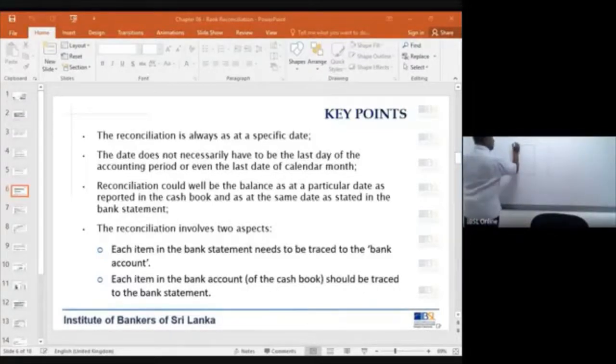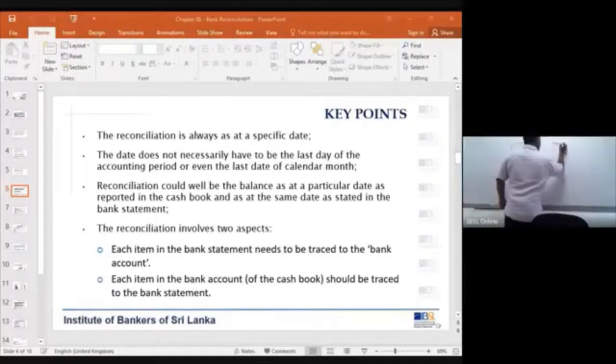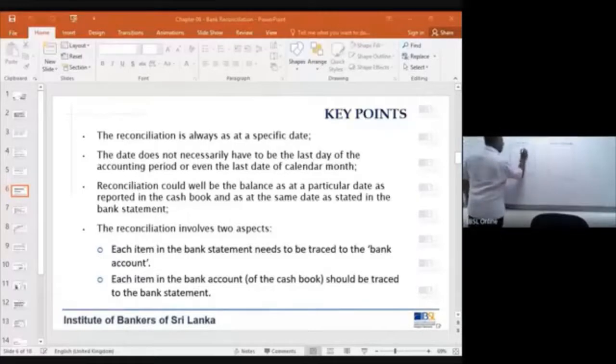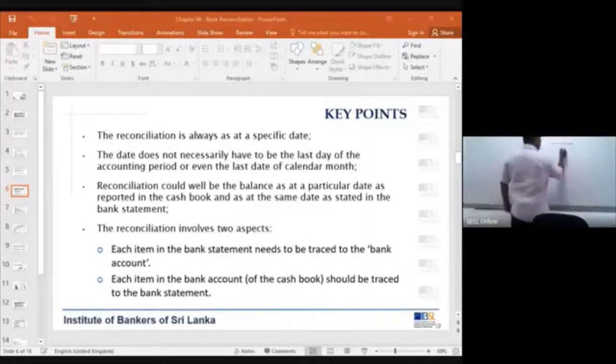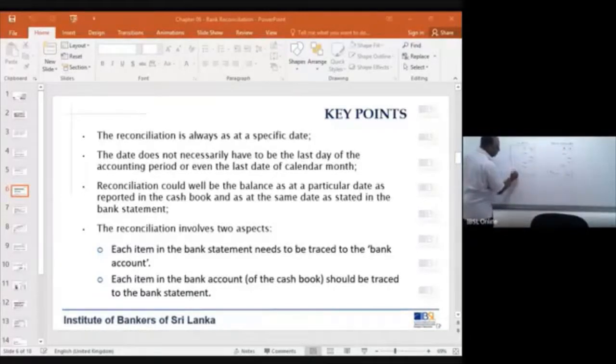Okay. This is your cash book and this is your bank statement. Now in your cash book, you have debits and you have credits. Similarly, in your bank statement also, you have debits and you have credits. And finally, you will have a balance also in the bank. And here also, let's say you have a balance.